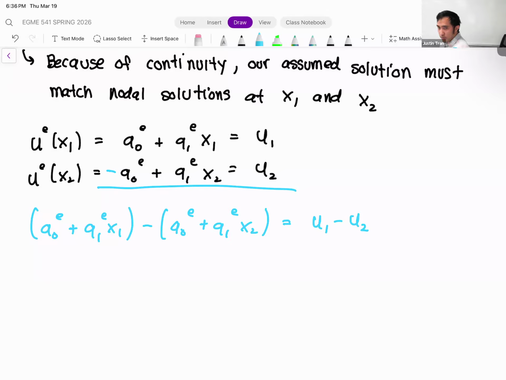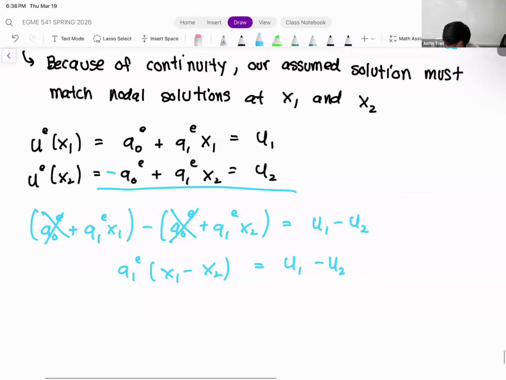All right, and so by doing this, we can see, and the reason we did this is I noticed that there's A0 in both equations, right? And there's no coefficients. And so by subtracting these two equations, the A0s are just going to simply cancel out, okay? And then what we get is A1E multiplied by X1 minus X2 is equal to U1 minus U2, okay?